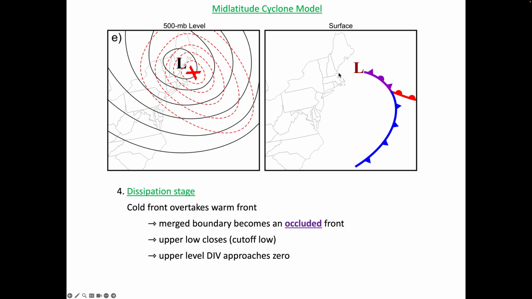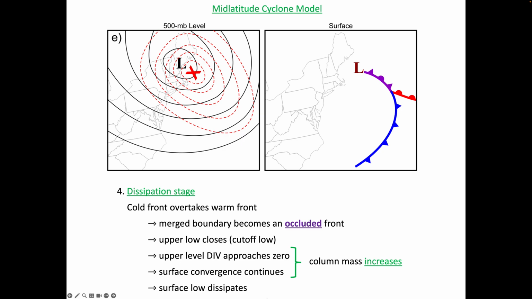And so we continue to get convergence at the surface because we have pressure gradients at the surface. So we add mass at the surface. We lose our divergence at upper levels, and as our upper level divergence approaches zero and surface convergence continues, the column mass will increase and the low will begin to fall apart. It will dissipate as the weight of the column increases.